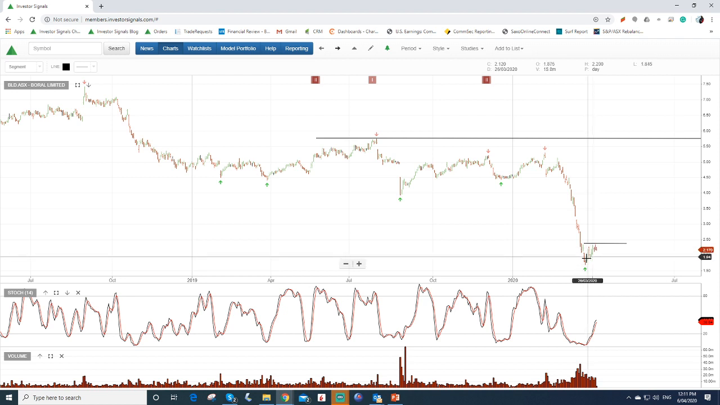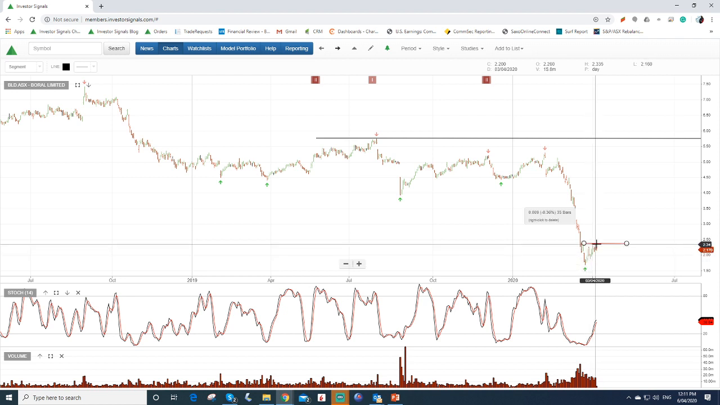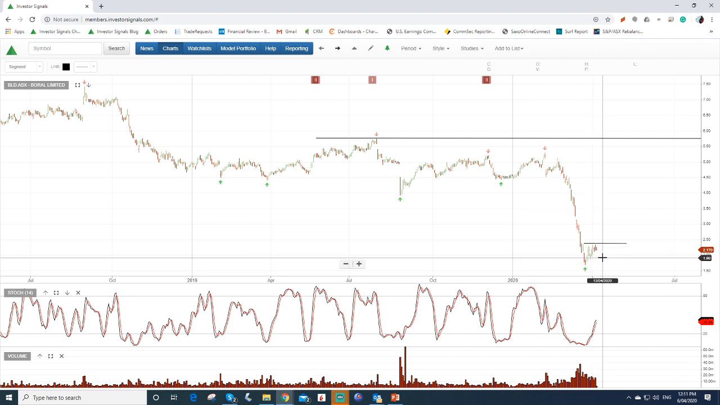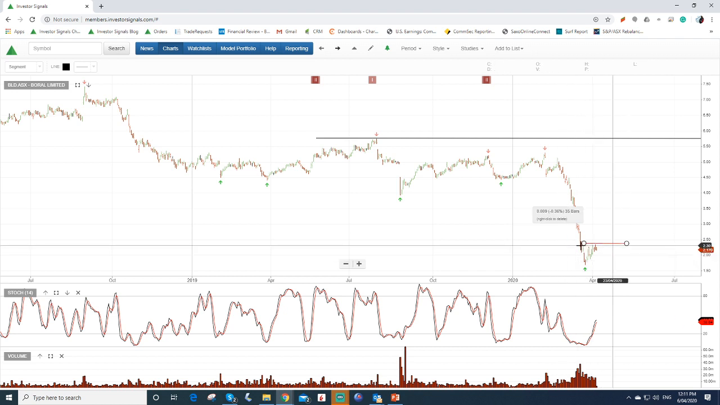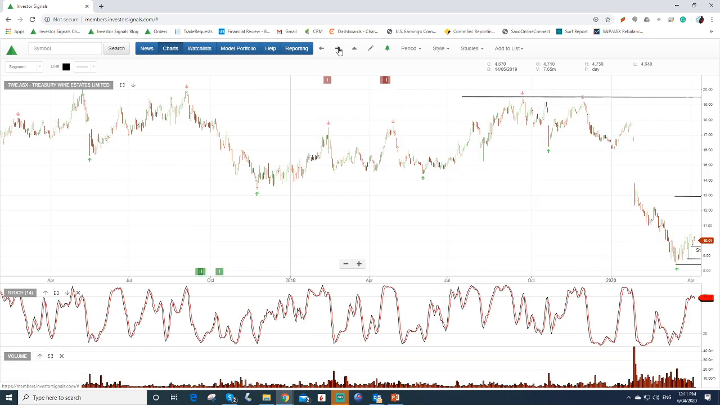We may be in the early stages of that first test, first fail, and pull back, and around $1.90, $2 may be a good buying opportunity. But for the moment, I've just flagged that overhead resistance there in Boral.